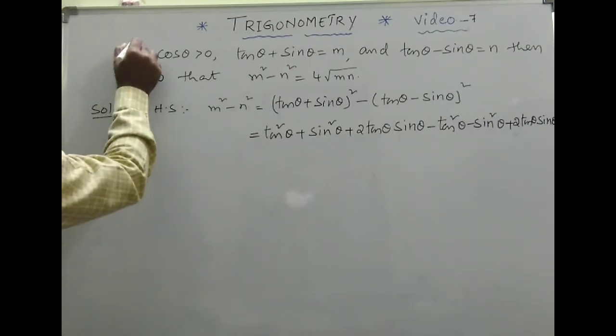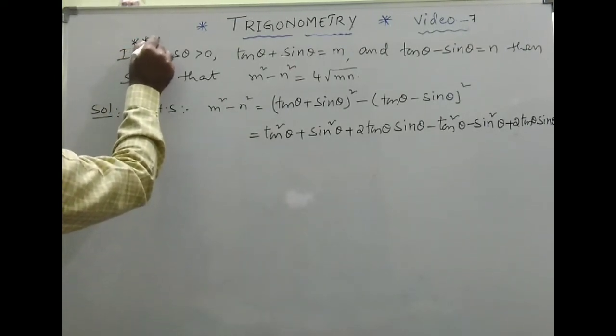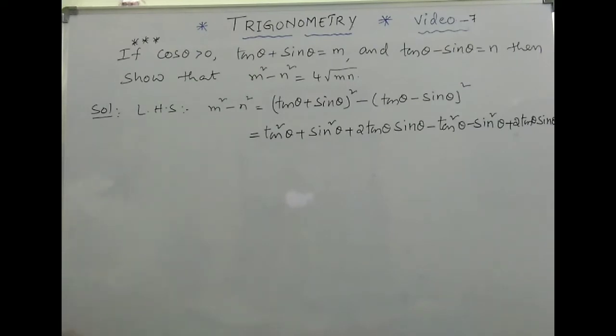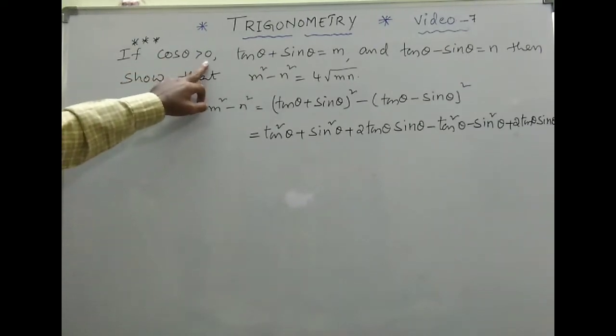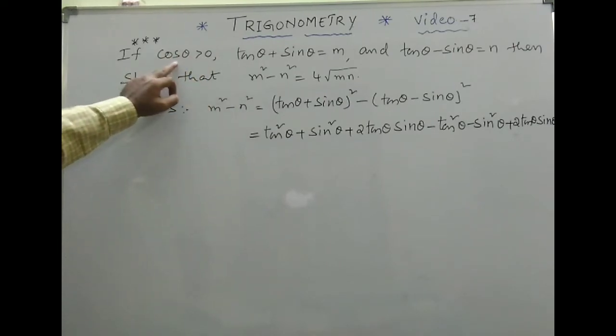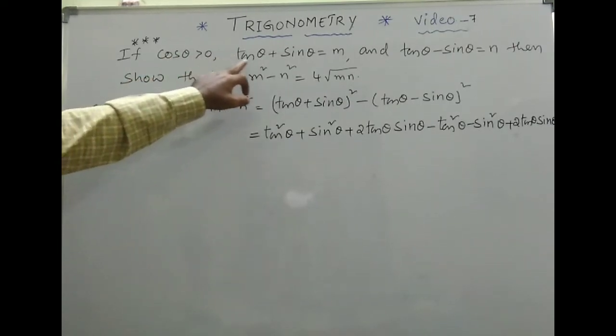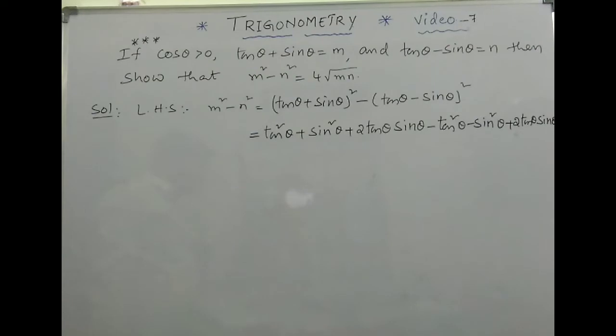So, another beautiful question. If cos theta is positive, greater than 0, nothing but positive, and tan theta plus sin theta is equal to m, and tan theta minus sin theta is equal to n, then show that m square minus n square is equal to 4 root mn.